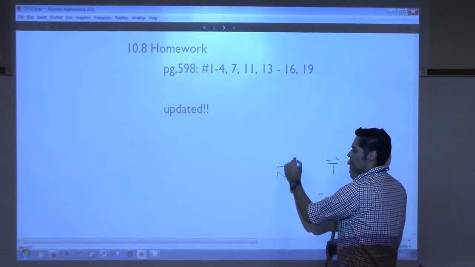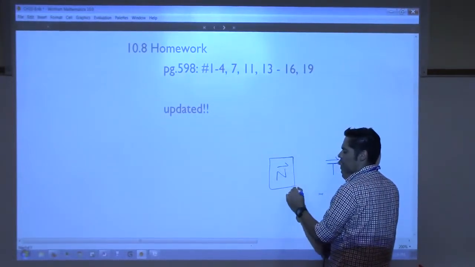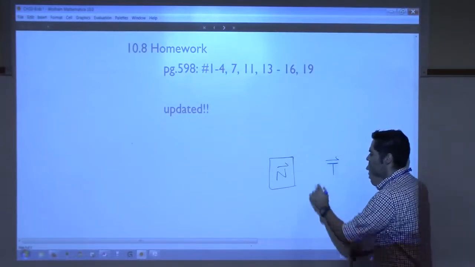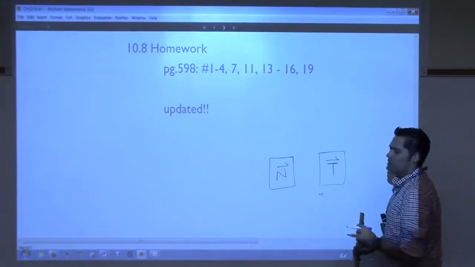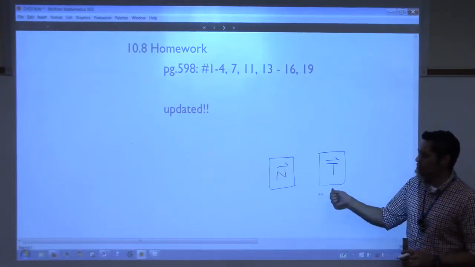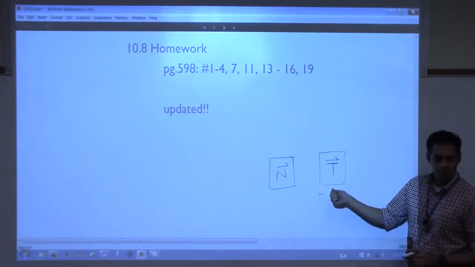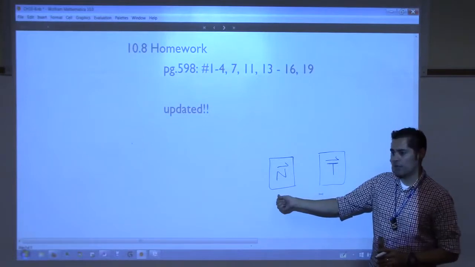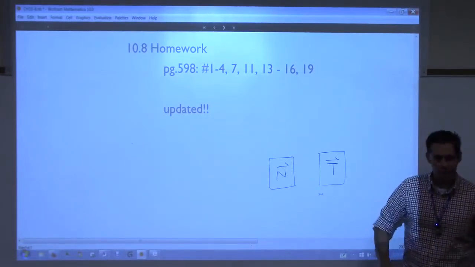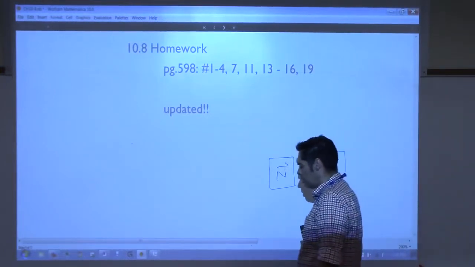But I want you to on your own, read through the book and figure out what this is. And then try and see if you can determine what the geometric relationship is between these two vectors. This is the unit tangent vector. This is the unit normal vector. Geometrically, how are they connected? So see if you can figure that out on your own, reading through the book.